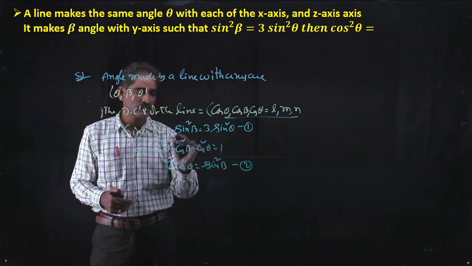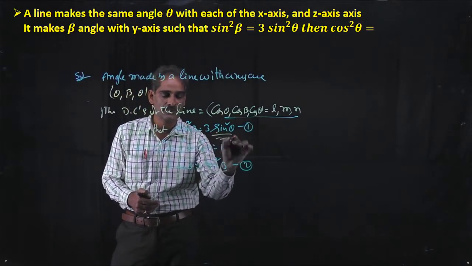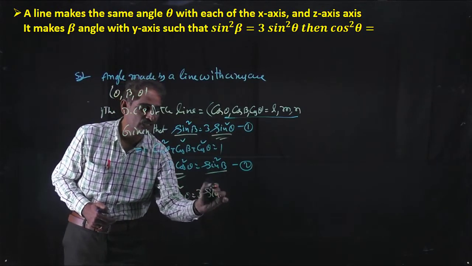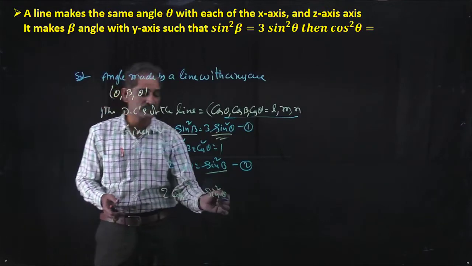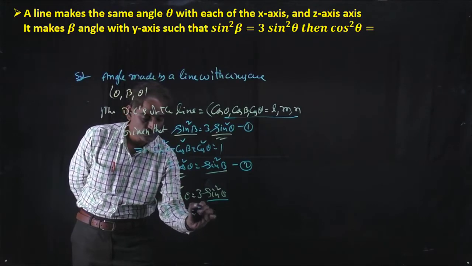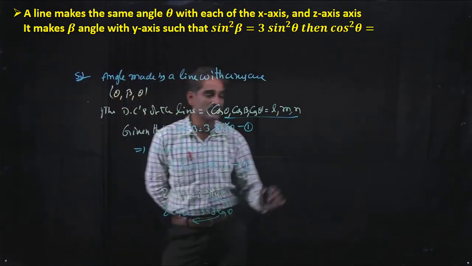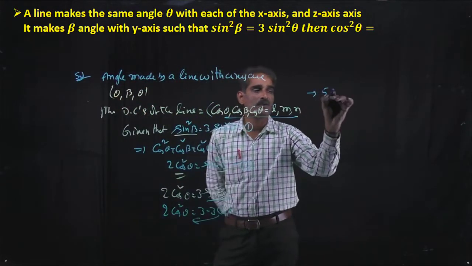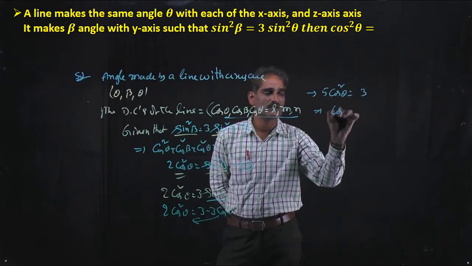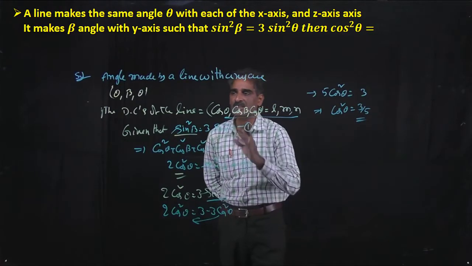From that we have to find out cos square theta. So see here the LHS is sin square beta, and the RHS is also sin square beta. Equate these two sides. Now 2 cos square theta is equal to 3 sin square theta. We have to find out cos square theta, so write down sin square in terms of cos. So 2 cos square theta is equal to 3 minus 3 cos square theta. Now from this 5 cos square theta is equal to 3. Therefore cos square theta is equal to 3 by 5. This is the way to find cos square theta in this case.